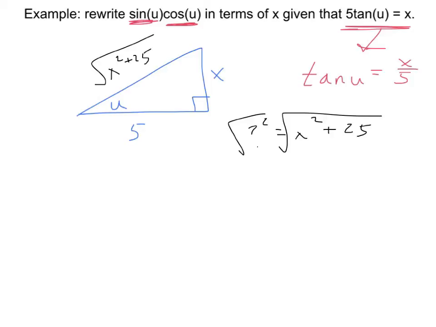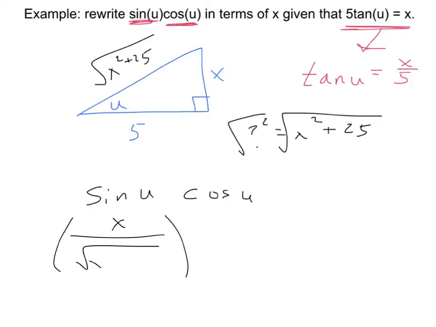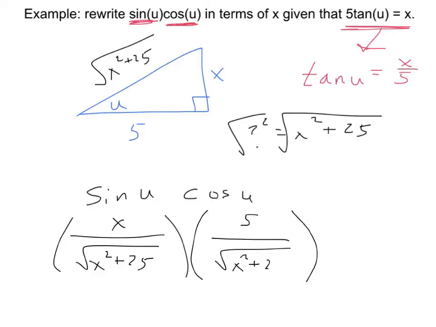Now they're asking us to rewrite sine u cosine u. So let's work that out. Sine u, cosine u. So what's sine u? Sine u would be the opposite over the hypotenuse, so it'll be x over the square root of x squared plus 25. Cosine u, on the other hand, is adjacent over hypotenuse, so it'll be 5 over the square root of x squared plus 25.